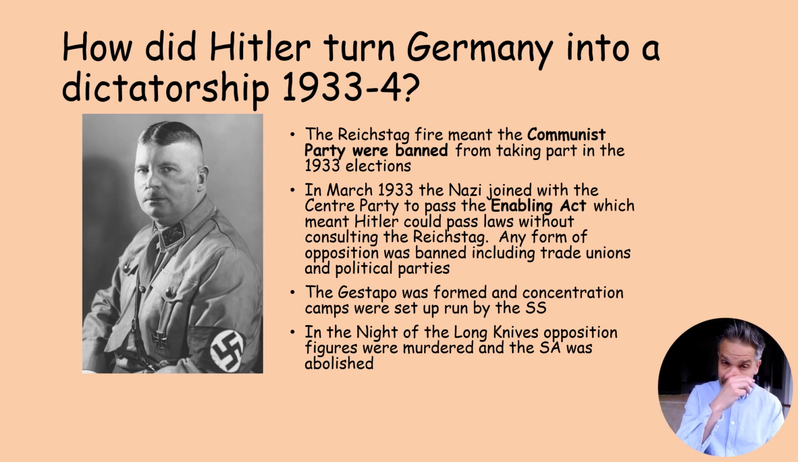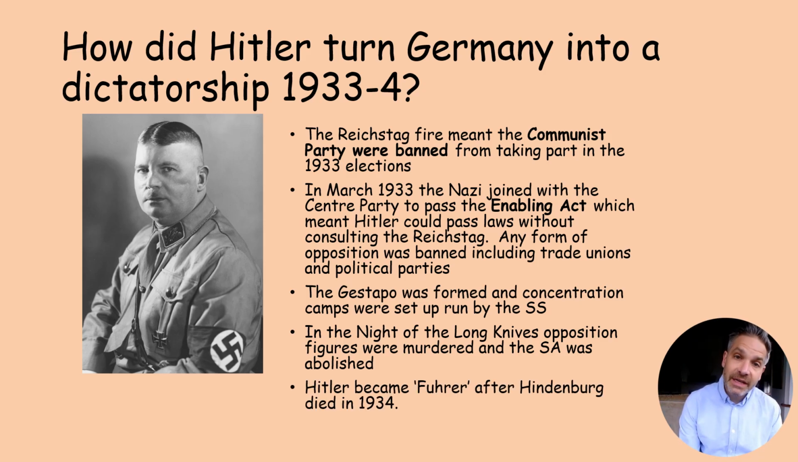In the summer of 1934, he goes about ensuring that there is no opposition from either within the Nazi Party or even major political figures outside by the so-called Night of the Long Knives. And this is a period of time in which many members of the SA, including Ernst Röhm, who you can see the picture of there, are assassinated, and other key political figures, including political rivals from the past, are assassinated as well.